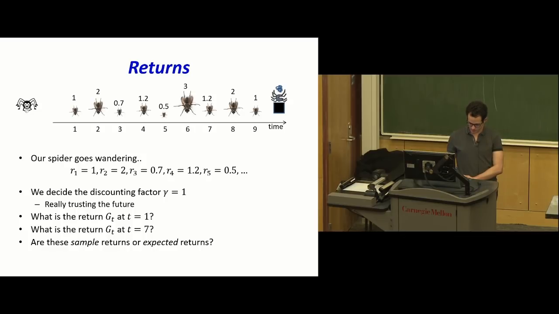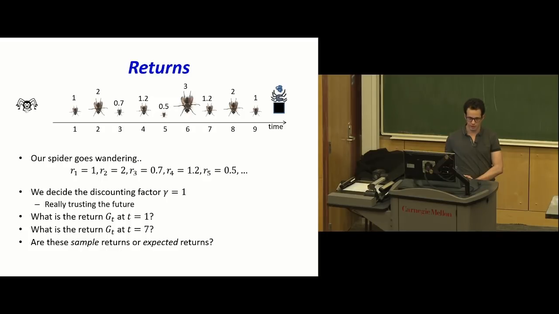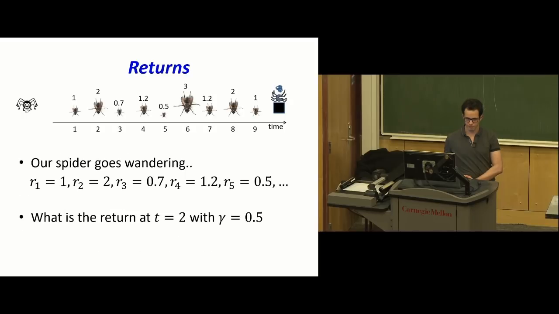So again, these are sampled the same way that the rewards are sampled. Here, the returns are also sampled. With gamma 0.5 this time, you can just pick G_t at t equals 7, to make it simpler, but with gamma 0.5.